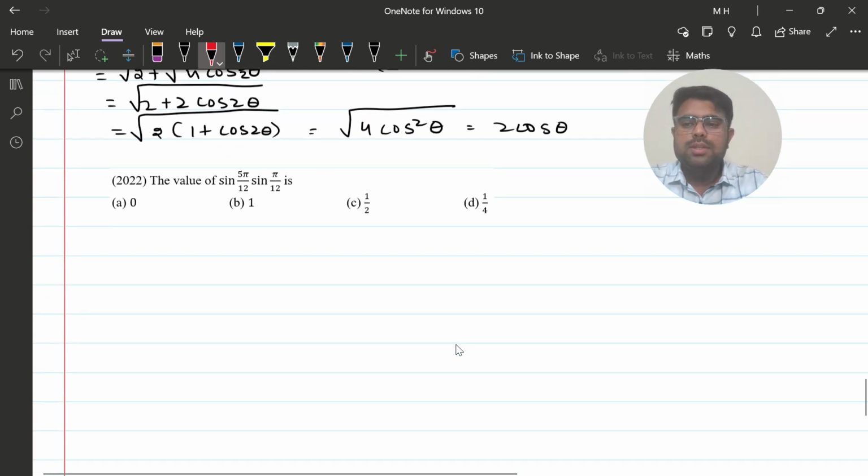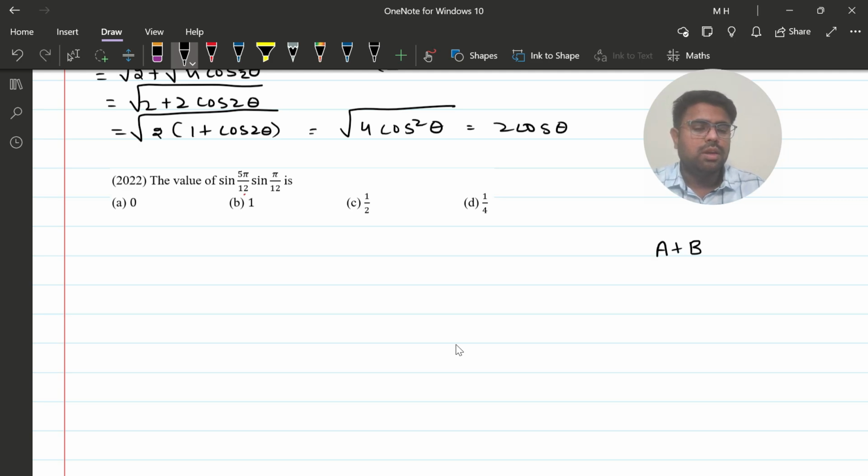The next question is a very simple question. It says sine 5 pi by 12 into sine pi by 12 is. Okay, so if you look at these two, what are these? These are the complementary angles, right? How do you say that? What are the complementary angles? If two acute angles A and B, whose sum is 90 degrees, then those two are called complementary angles, which is a very basic concept of the measurement of angles, right?